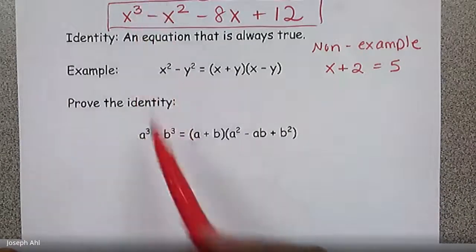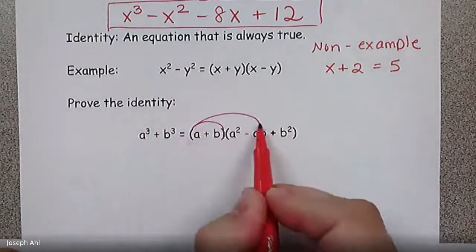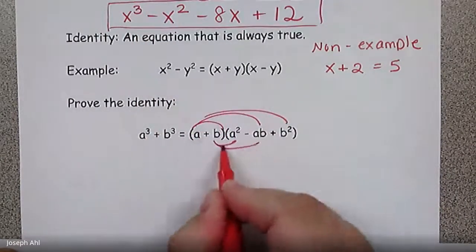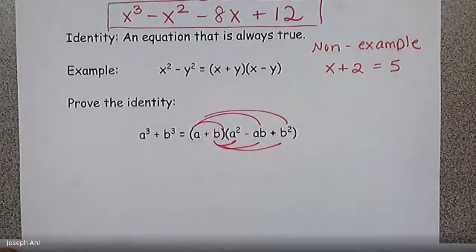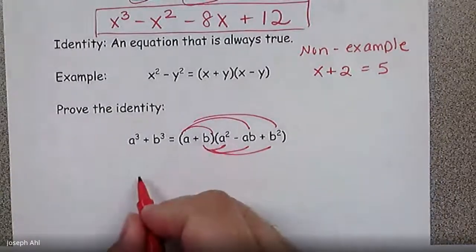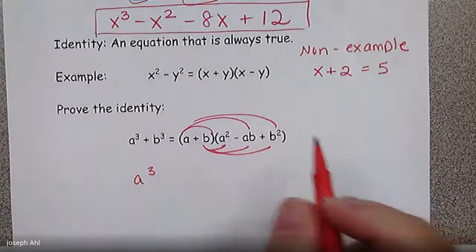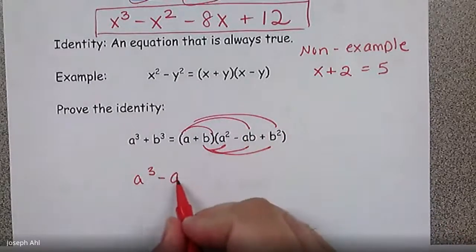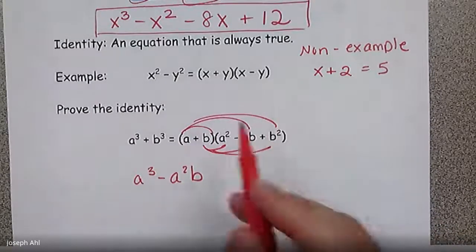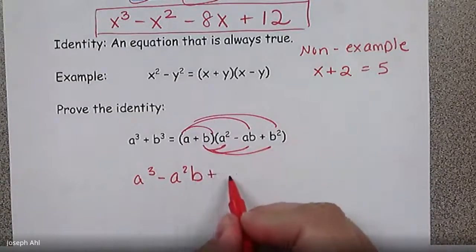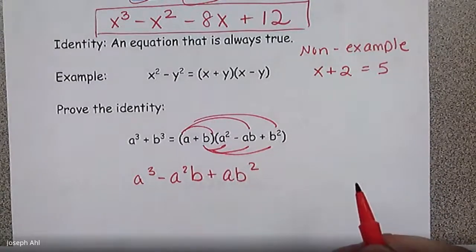Since I used the box method in the example above, maybe I'll do some distributing here to show you what that would look like, and then I'll distribute the b across, and we're going to get 6 terms all together here. So we're going to get a to the third to start. The next term would be minus a squared b. Then we're going to get plus ab squared.